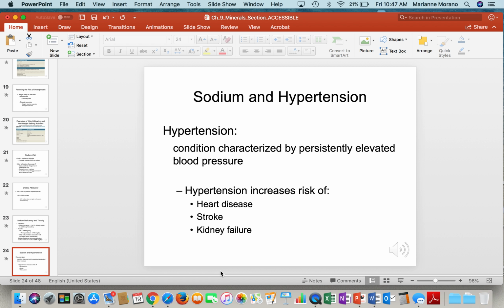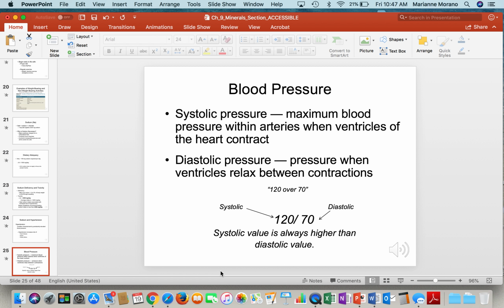Some people are sodium sensitive, and that could contribute to high blood pressure or hypertension, and hypertension can lead to stroke, heart disease, and kidney failure. So when we talk about blood pressure, we want to have a reading of 120/70 is considered normal, 110/70, even 120/80, but anything other than those values, then you're starting to have either high or low blood pressure. So the systolic is the top number, which in this case would be 120, and diastolic is the lower number, or 70. So systolic measures the heart at work, and the diastolic measures the heart at rest.